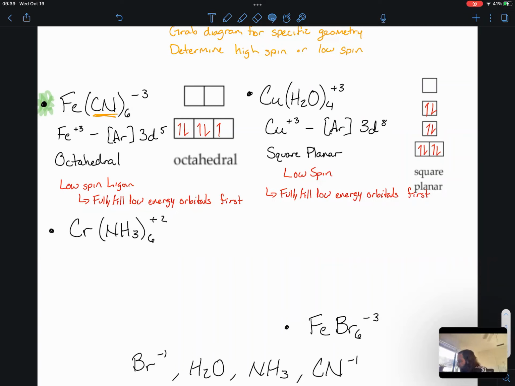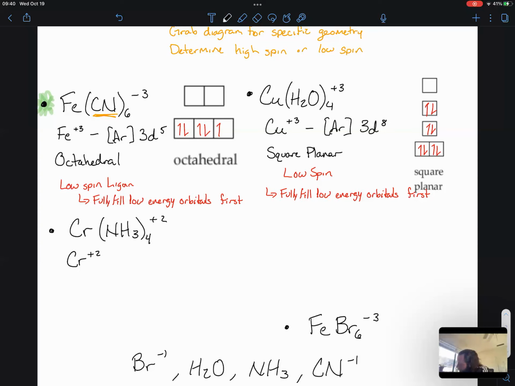All right, so for this one, chromium, again, I got to determine the oxidation state on that chromium. Although I messed this one up, sorry. I'm going to change this example a little bit. This should have been 4 ligands. Otherwise, it doesn't prove the point that I'm trying to make here. So it doesn't change the oxidation state on that chromium, which is +2 because my ammonia is a neutral ligand.